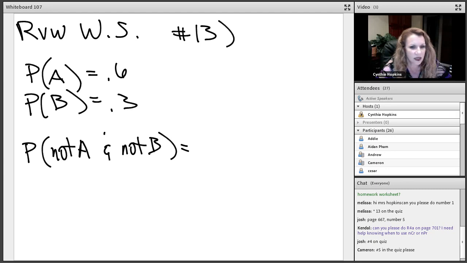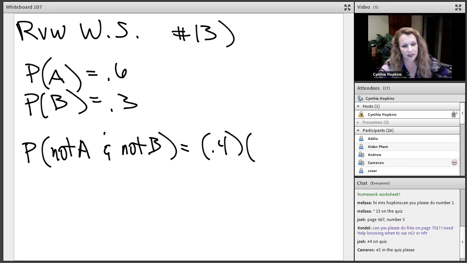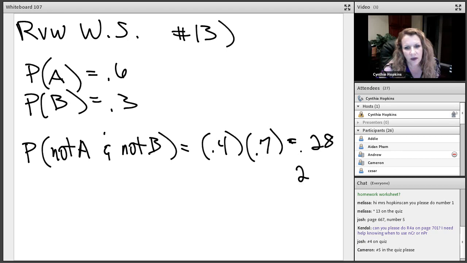Neither bond will pass. If the probability that bond A will pass is 0.6, then 1 minus that, or 0.4, is the probability that it won't pass. And then since I'm saying and then, that means times, then the probability of bond B passing, they told us was 30% or 0.3. I'm going to do 1 minus that, so 0.7 for the not B. And then you multiply those together and you get 0.28, which is 28%. And that's the answer to number 13.